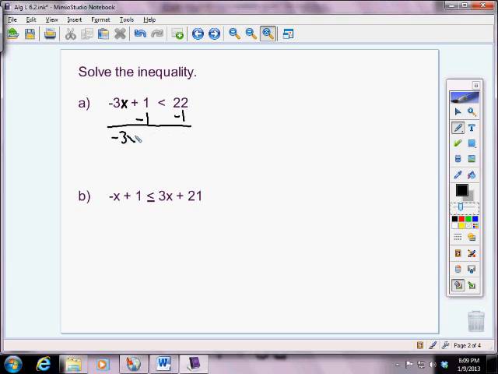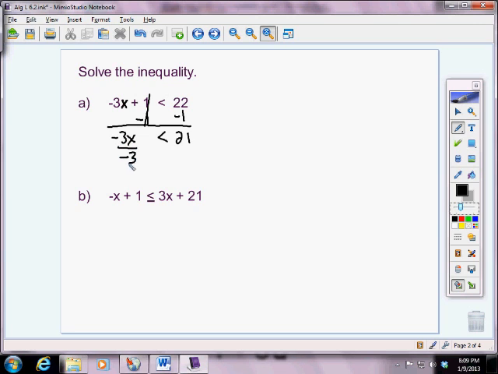Bring down your negative 3x. Double check to make sure those cancel. Bring down your inequality because we didn't do any multiplying or dividing yet, so we don't have to be worried about that. 22 minus 1 is 21. Now, what are we solving for? X. What do we have to get rid of? Negative 3. It's negative 3 times x, so how do we get rid of it?